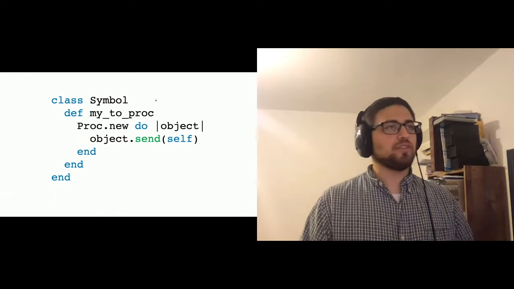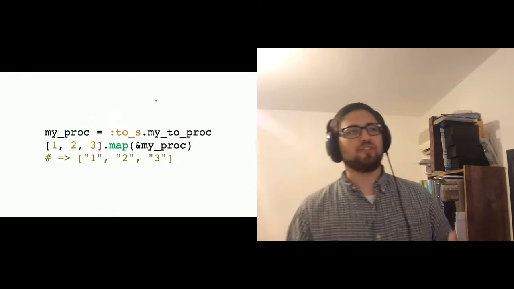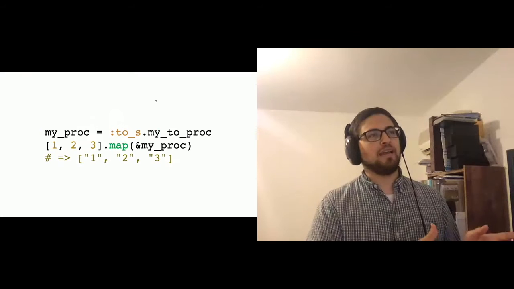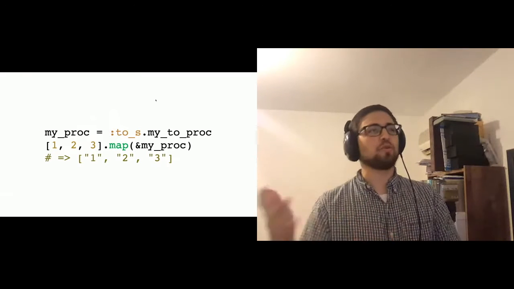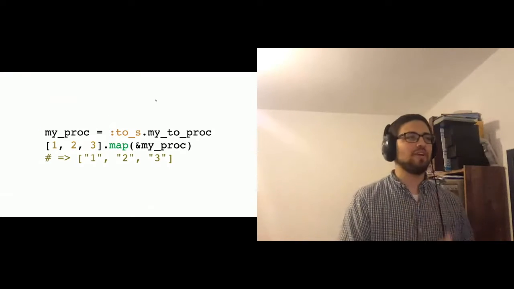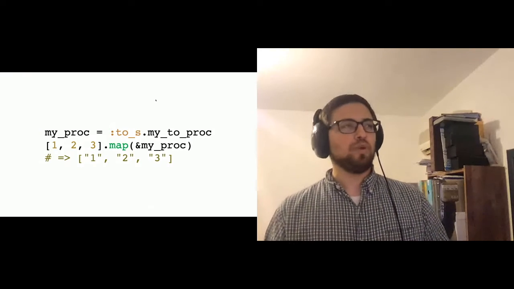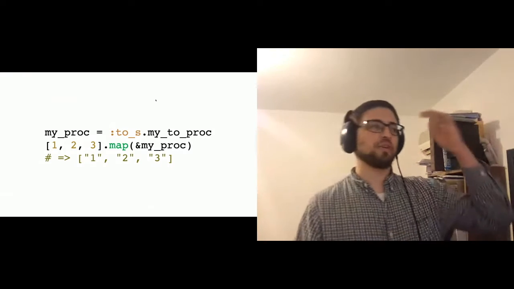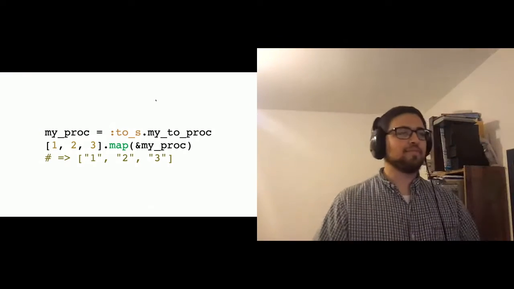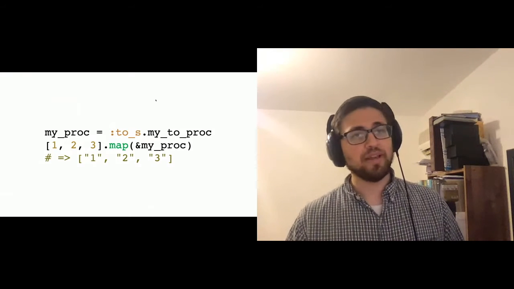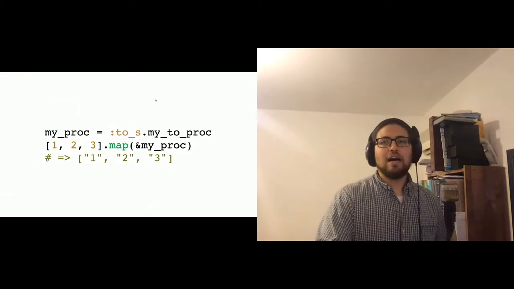This actually works. When I take that implementation of my to proc, I call my to proc on 2s, assign that to a variable, and then map over the integers 1, 2, and 3 with that my proc, we can see that it works as expected, and it'll return the three strings 1, 2, and 3. Okay, so this is fine.